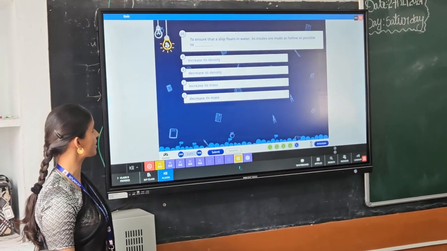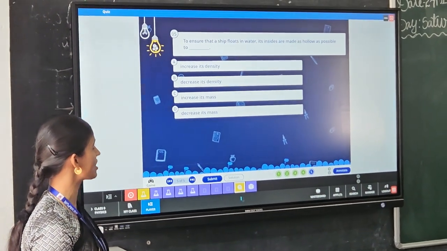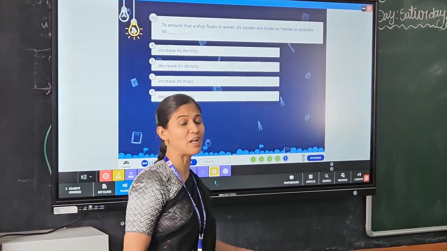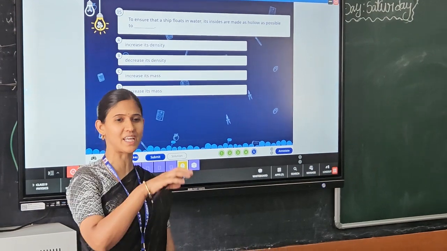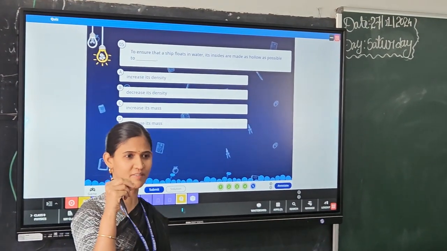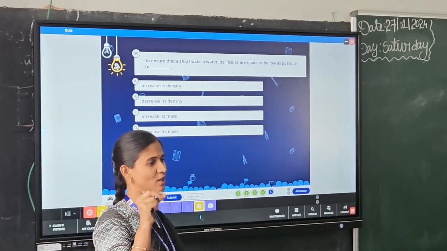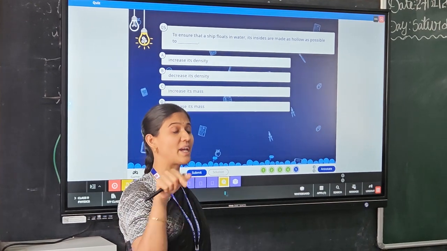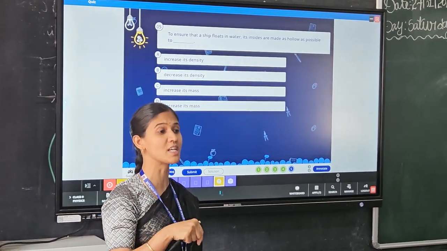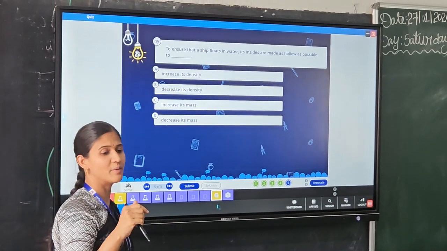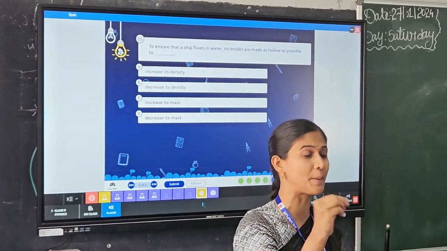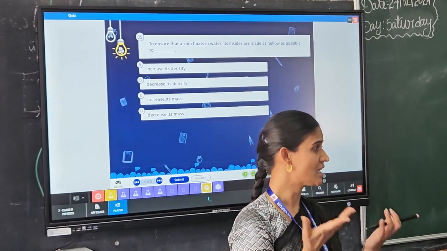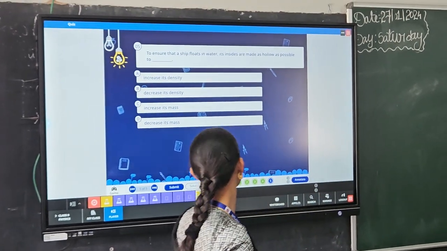To ensure that a ship floats in water, its insides are made as hollow as possible. See, while making the ship, some air gaps are left inside. They use nails, metal, wood, everything. Metal individually, if you drop a nail, it will sink. But when it is used in making the ship, it will not make the ship sink. Why? Because while preparing the ship, they leave some air gaps in between. Because of air, the ship will float. So that's what it is.